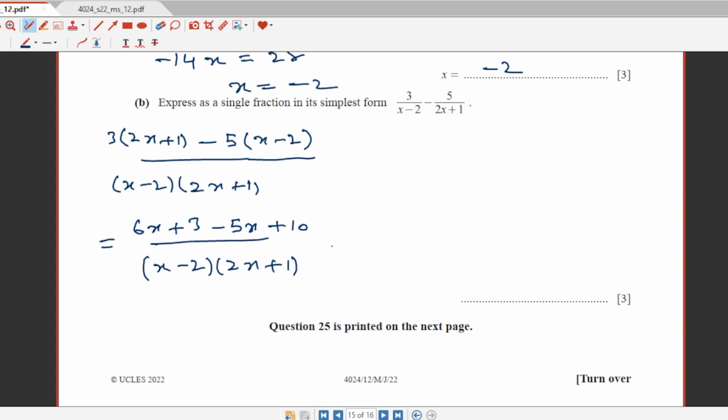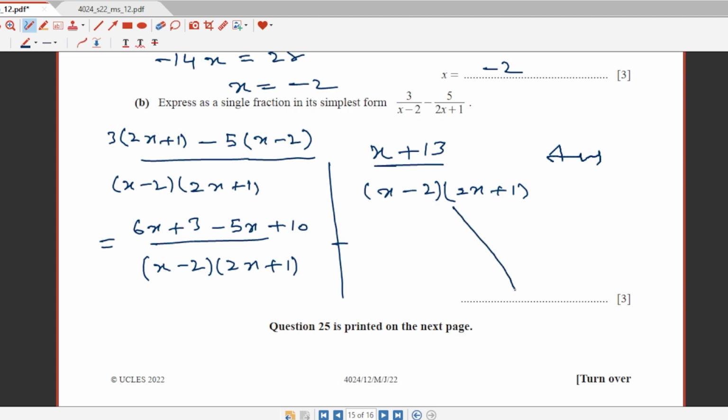5x plus 10. The answer should be 6x minus 5x is 1x, or simply x, and 3 plus 10 is 13, over (x minus 2) into (2x plus 1). This is the answer. You can place this fraction over here.